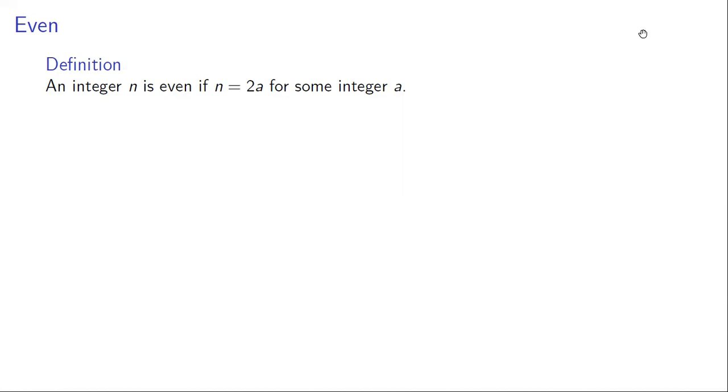Here's another way of putting this. An integer n is even if there exists an a in the set of integers such that n is equal to 2 times a.